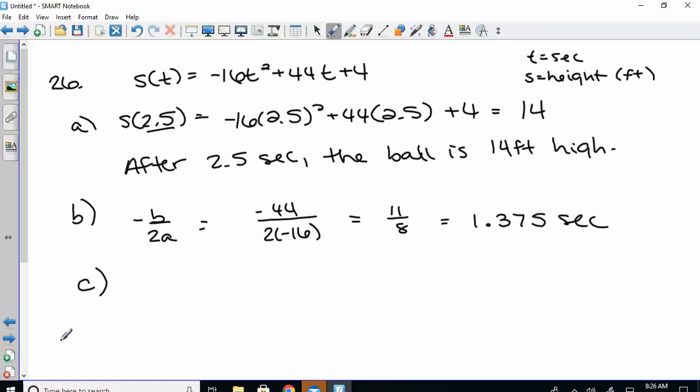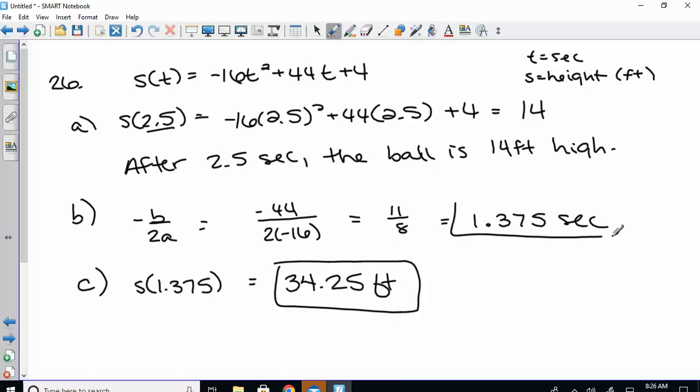Part C asks, what is the maximum height? So B, I just wanted to know the when, so that was the t. Part C, I want to know what's the height, so you are just going to go to this equation and plug it in to get the y value for vertex. Sam, what'd you get? 34.2. So opposite of b over 2a gives you the x value of that vertex. Plug it in to get your y.